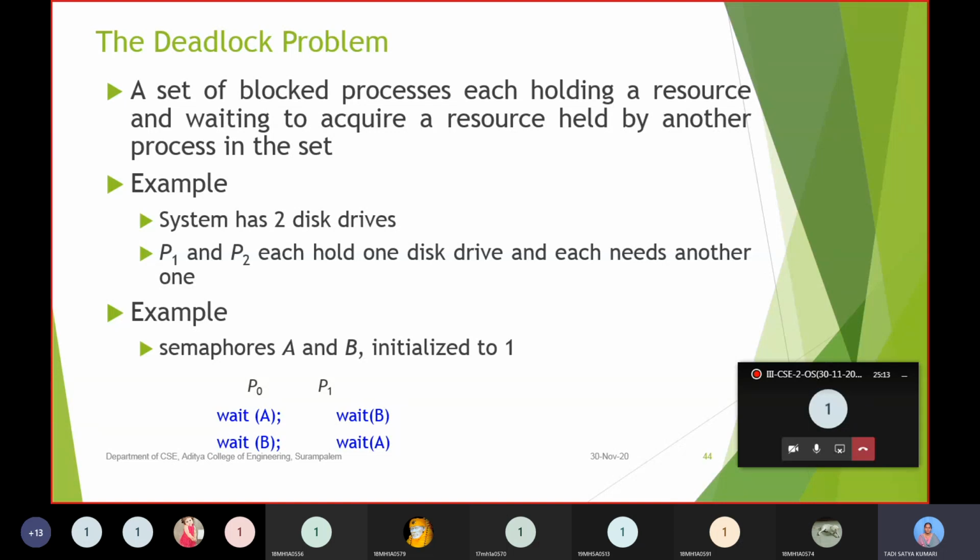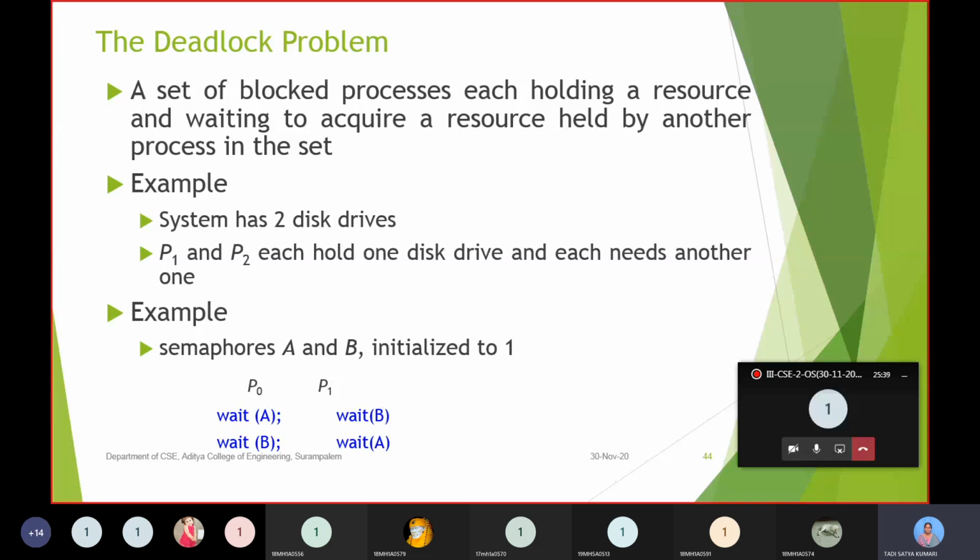Generally, coming to the basic definition of deadlock: a set of blocked processes, each holding a resource and waiting to acquire a resource that is held by another process in the set. For example, there are some set of processes. The set means more than one. It may be two processes or three processes, or more than two is called a set.